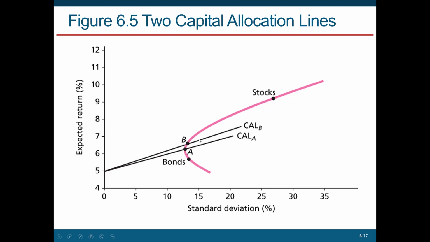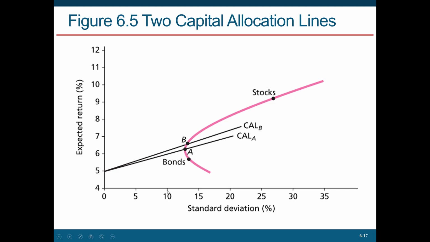Now comparing these two, right, CAL A and CAL B, can we say something about which one is better? Well, we can, right? CAL B is better than CAL A. Why? Because it is steeper, right? For any given level of risk, like say 10% standard deviation, if I want a portfolio with 10% standard deviation, with A, my portfolio would be here. With B, my portfolio would be here, above A.